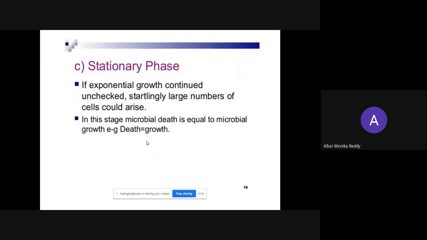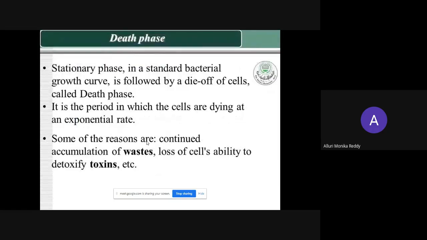And the stationary phase, I already told you, is a stable phase where we cannot see growth as well as division, anything. It's completely stable over there. So in this stage, the microbial death is equal to the microbial growth. Death is equal to growth, like there won't be any change. It's a completely resting phase, followed by the death phase, of course.